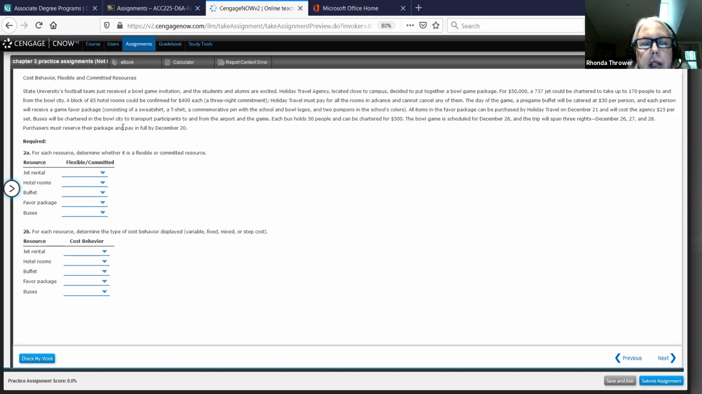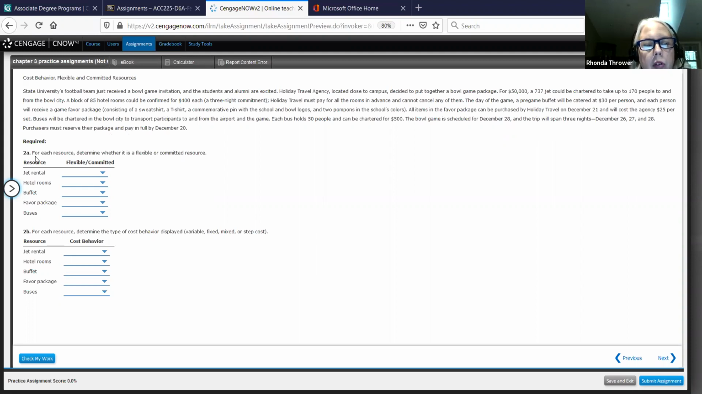Buses will be chartered in the Bowl City to transport participants to and from the airport and the game. Each bus holds 50 people and can be chartered for $500. The bowl game is scheduled for December the 28th, and the trip will span 3 nights, December the 26th, 27th, and 28th. Purchasers must reserve their package and pay in full by December the 20th.